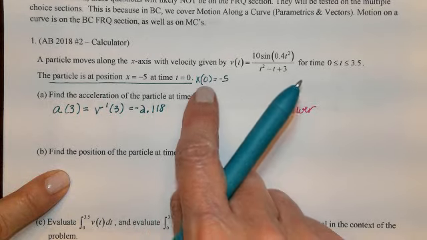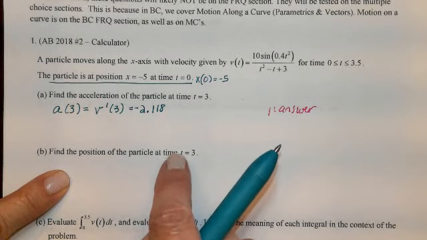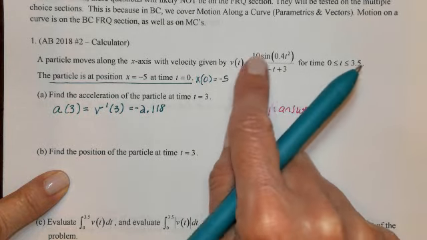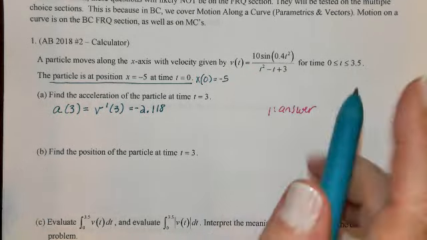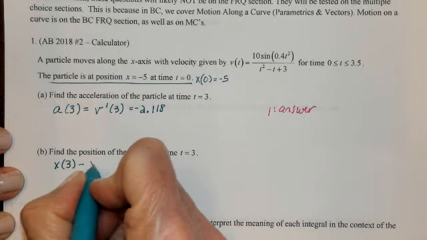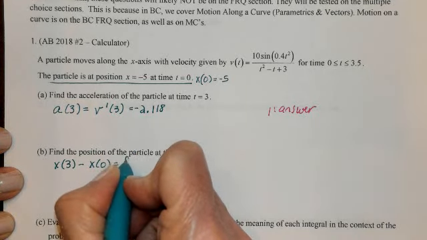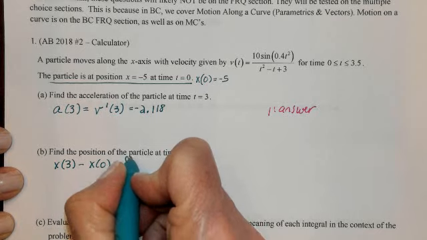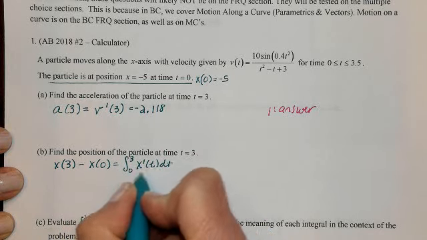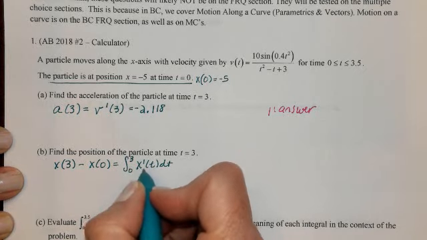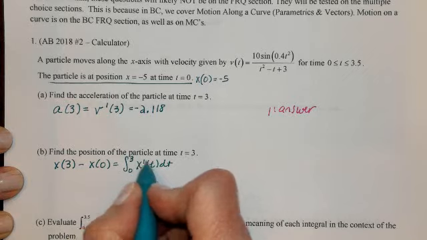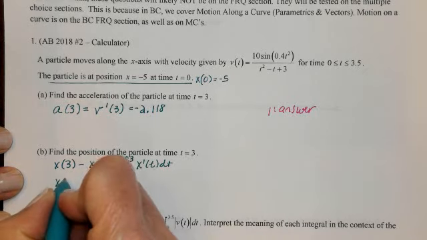Alright, for part B, find the position at time 3. Well, we know the position at time 0, we want the position at time 3, and we have the derivative of the position, which is velocity. So I'm going to set up first fundamental theorem. X at time 3 minus x at time 0 is the integral from 0 to 3 of x prime, which is just v. And you could go ahead and put v in there for right now.